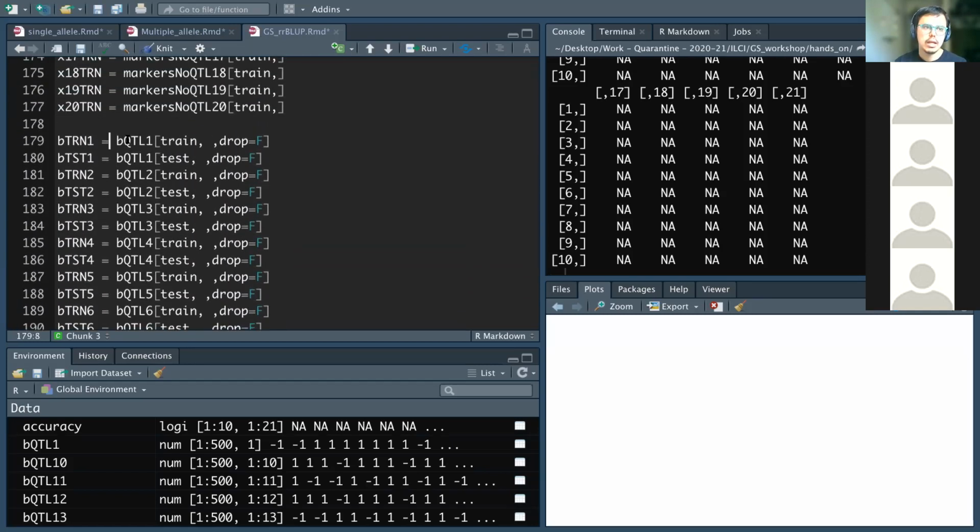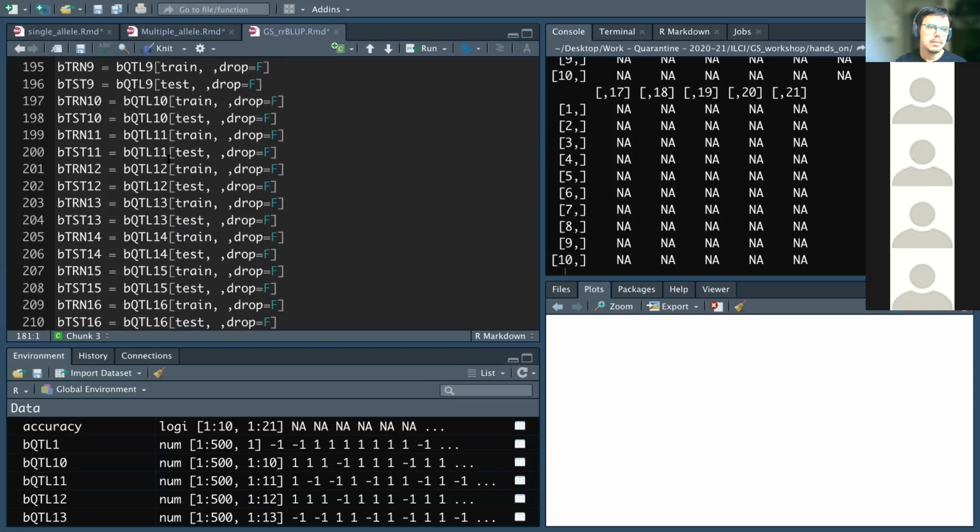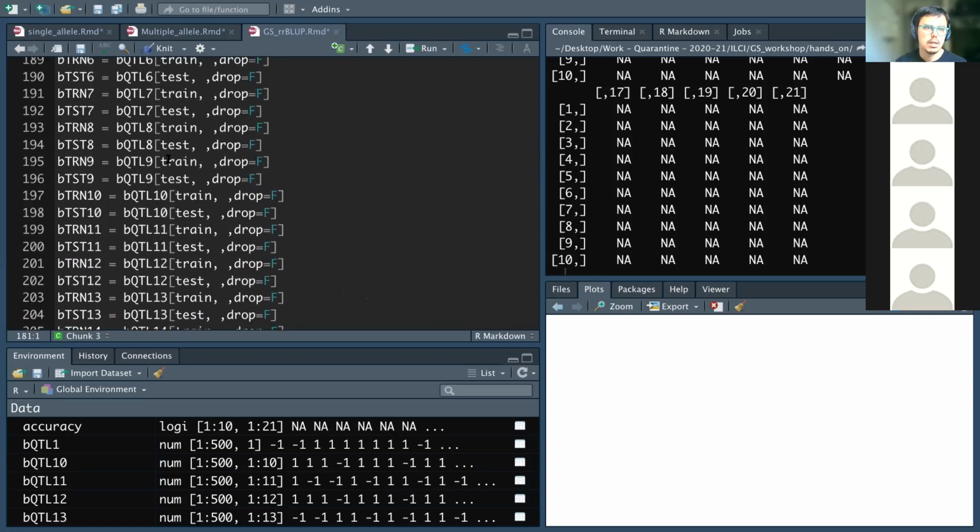And here, this is just to fit the fixed effects into the model. As I showed you previously, it's nothing different. It's just that now that we know what the fixed effect matrix is, we have to take into account what are the samples that we are going to include into the training population and into the testing population. It's nothing different than that.